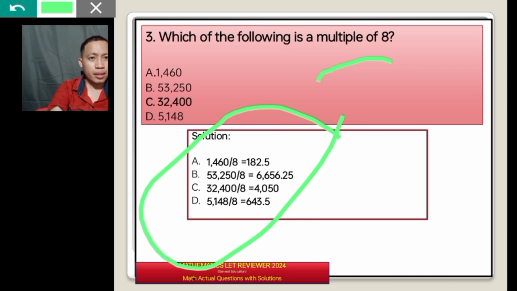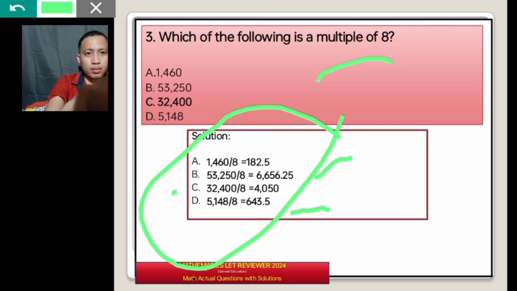53,250 divided by 8, we have 6,656.25. Then letter D, this is also a decimal result. We have 5,148 divided by 8 equals 643.5. Then, sa lahat ng choices, si C lang ang merong result na walang decimal point. Just like 30,400 divided by 8 equals 4,050. Therefore, our final answer is letter C, 30,400.